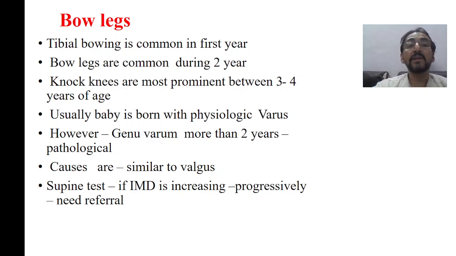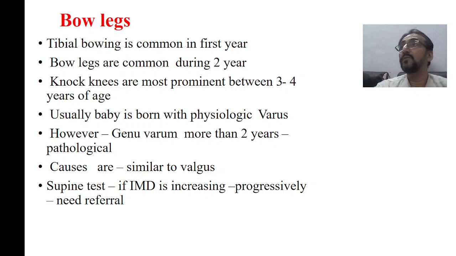Bow legs are common during the second year, I told already. Now the knock knees are most prominent between 3 to 4 years of age. I told up to 6 years knock knee will be there. 2 years it will start. So in between 3 to 4 years it will be more active. So this sequence you should know. First there will be bow leg up to 2 years, and afterwards there will be knock knees for the next 2 years. By the 6 years everything will be normal.